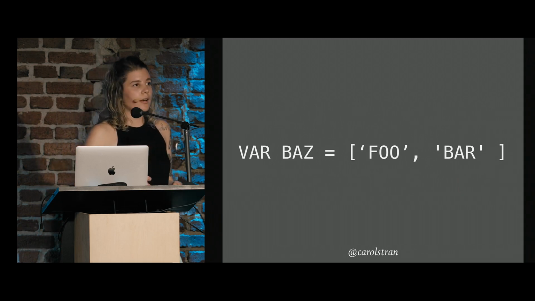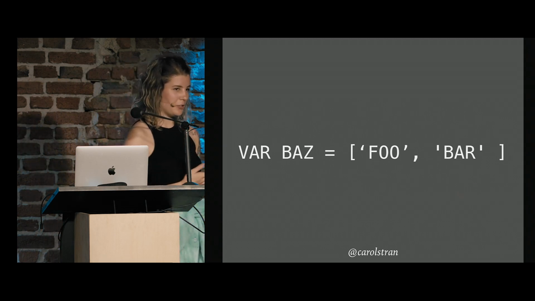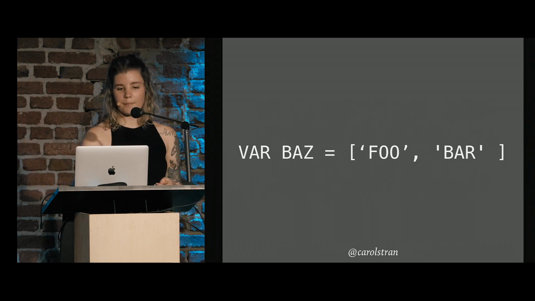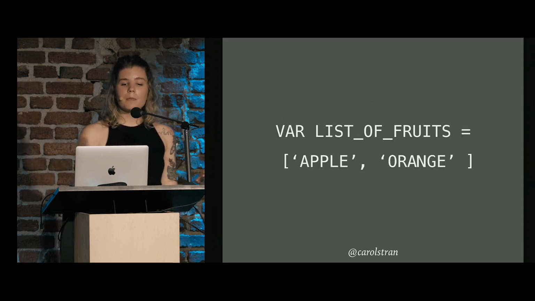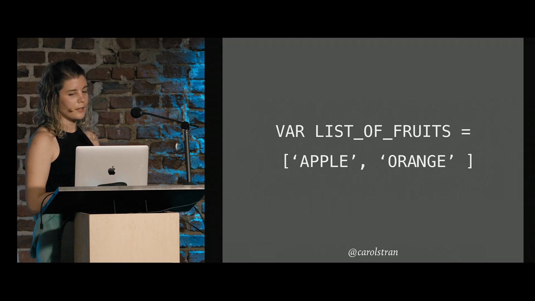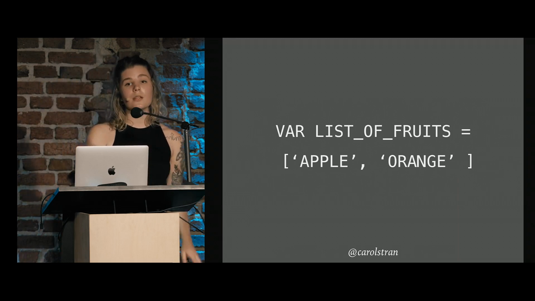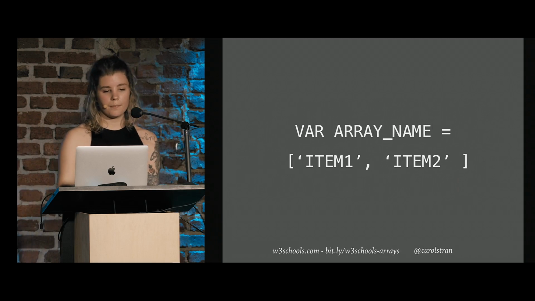Say I'm learning what arrays are, or maybe how to work with them. These variables are way too abstract. I don't really understand what's going on here. So instead, we could maybe name our array list of fruits and call the items apple and orange. This is descriptive, and I understand what's going on, but we don't even necessarily need to take it that far.